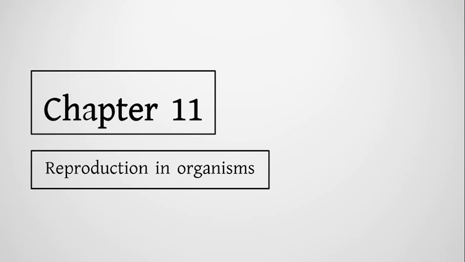Today, inshallah, we will discuss chapter 11, that is reproduction in organisms. The chapter mainly discusses the reproductive methods employed in plants and animals. At first, inshallah, we will discuss how sexual reproduction takes place in plants, and then afterwards we will go to animal reproduction.